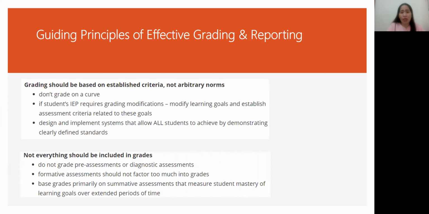Not everything should be included in grades. For example, do not grade pre-assessments or diagnostic assessments. Formative assessments should not factor too much into grades. Base grades primarily on summative assessments that measure student mastery of learning goals over extended periods of time.